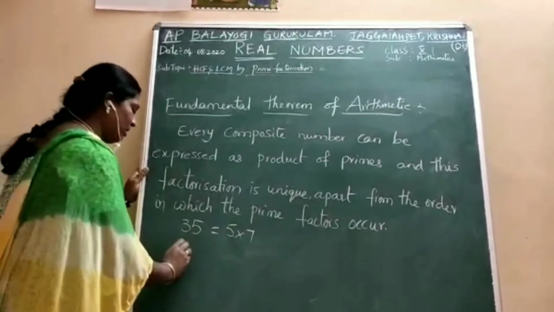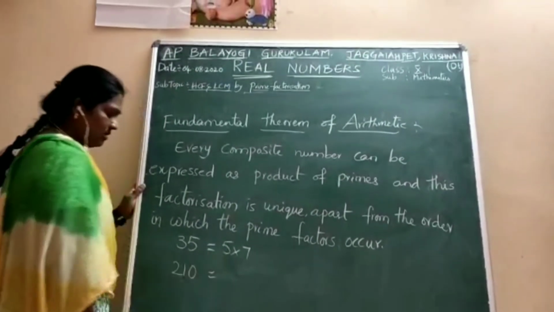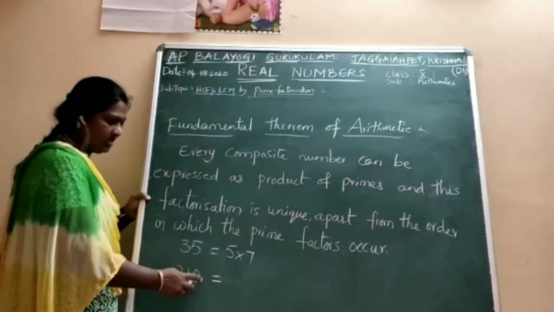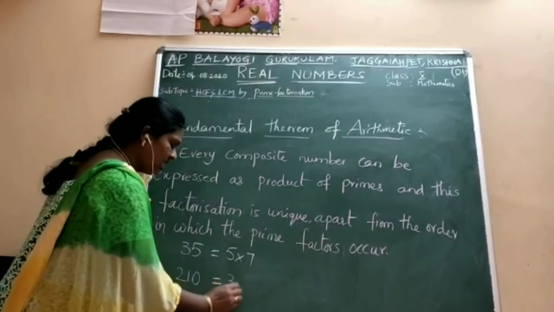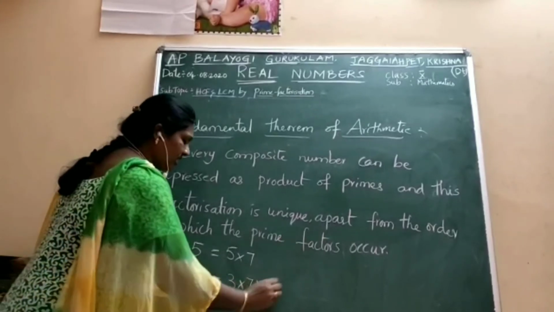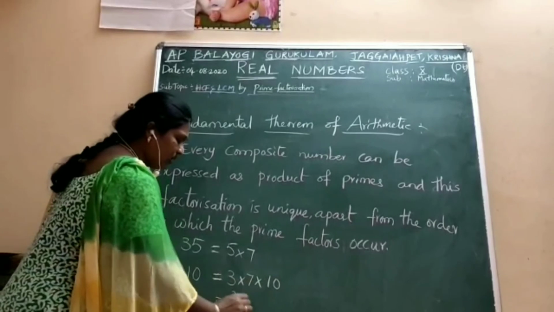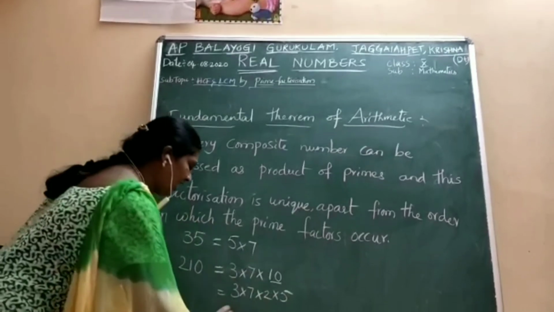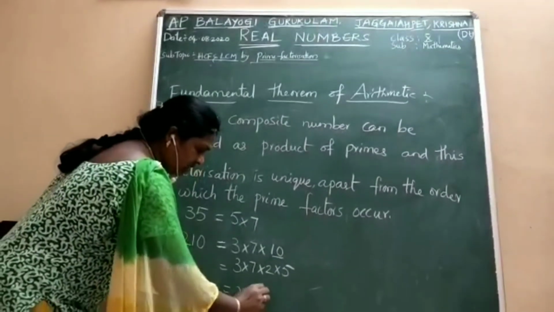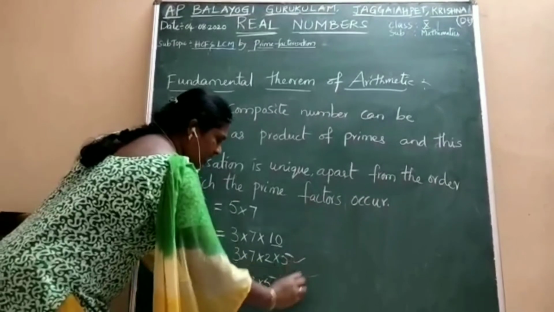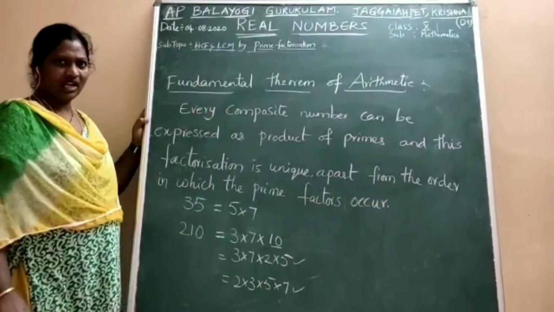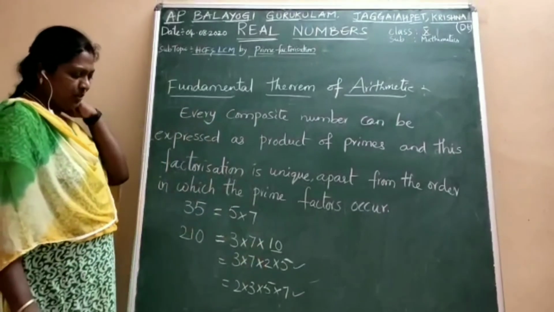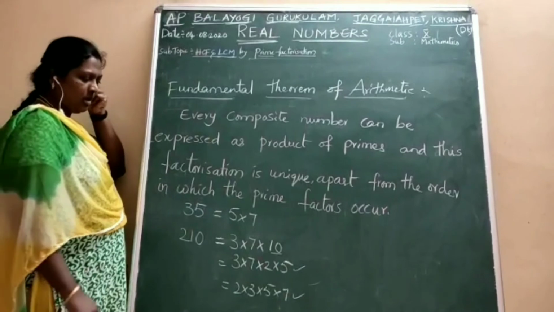So every composite number we can write as a product of prime numbers. Let us take another example. 210. So what is the product of these? How to get the prime numbers? This we can write as 3 into 7 into 10. So again 3 into 7 into 10 can be written as 2 into 5. Okay, we can write it as 2 into 3 into 5 into 7. Whatever the order may be. Okay, apart from the order we can write 3 into 7 into 2 into 5 or else 2 into 3 into 5 into 7.